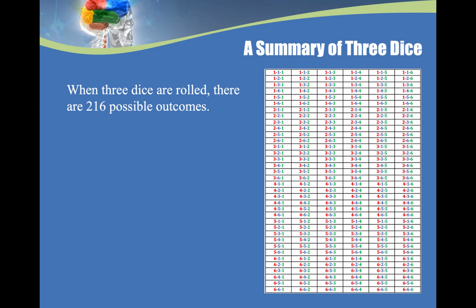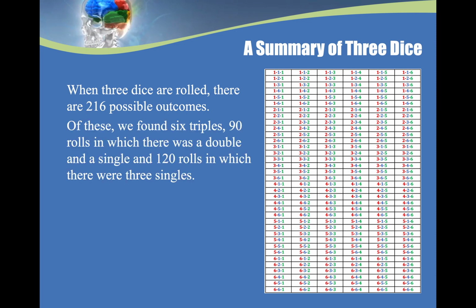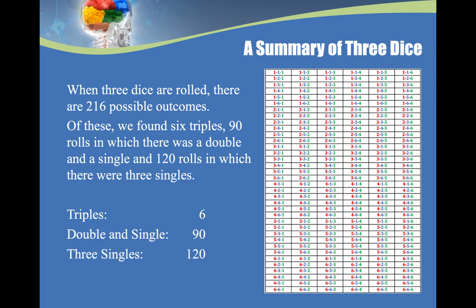There's 216 possible outcomes. We found 6 triples, 90 rolls in which there was a double and a single, and 120 rolls in which there were 3 singles. We can summarize the results, and if we add them up, we get 216, as we must, because we just separated that table into 3 bins, and we put all those rolls into one of 3 bins. One was all the same, one was a double and a single, and one was 3 singles.